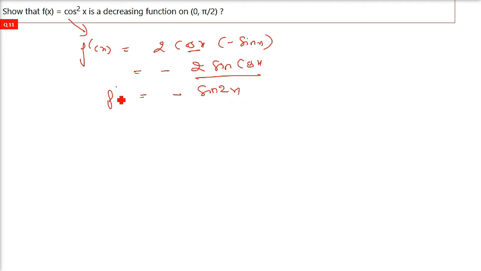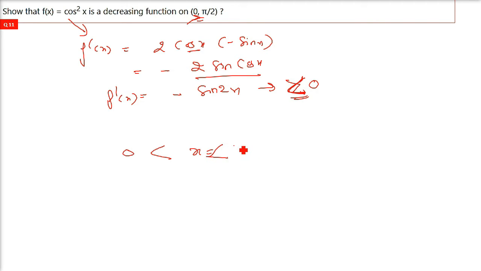So we have to show that it is decreasing. If you are able to show that in this interval 0 to pi by 2 it is always negative, that is, less than 0, then it is done. So you have to prove that sin 2x is going to be positive, because the negative is already there with us. So we just need to show that sin 2x is positive.